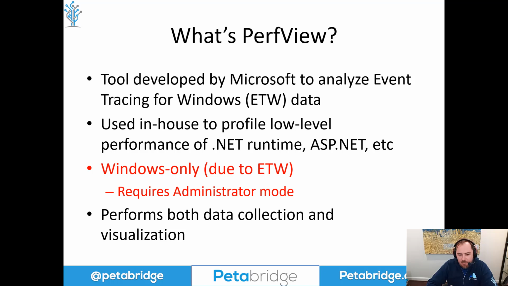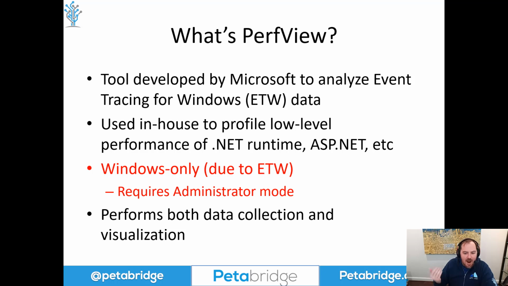Now, PerfView does both data collection and visualization. It'll give you flame graphs, showing you where all the hot call sites are. If you do CPU profiling, it'll give you tables to help you understand the way garbage collection performed in .NET. And this is really helpful. If you just need to analyze PerfView data that somebody else collected, you do not need to be in administrator mode to do that. One of the reasons why PerfView is so popular is that the data format it exports is very easily shareable between users.